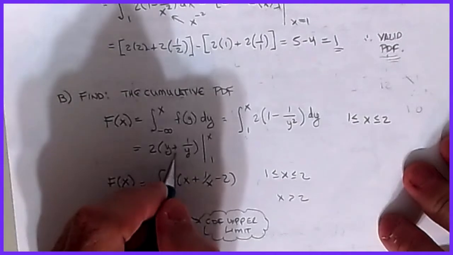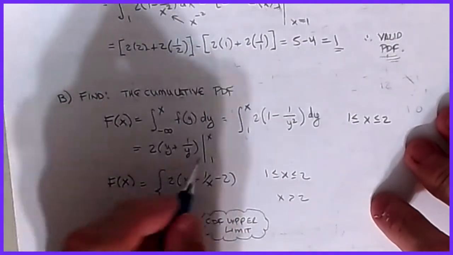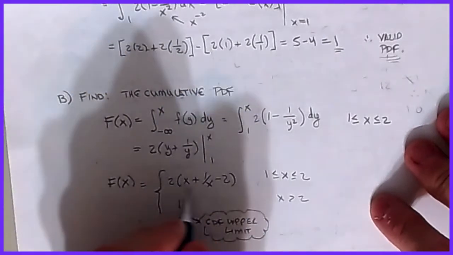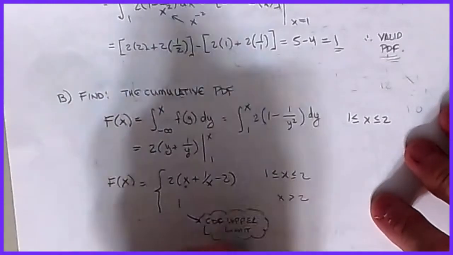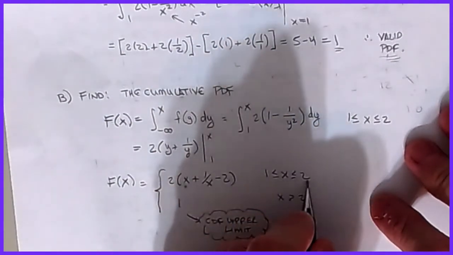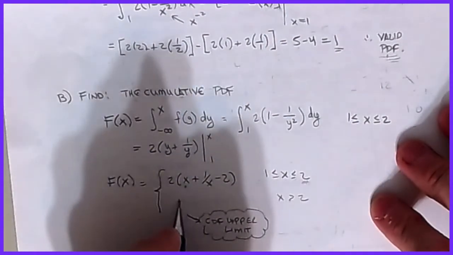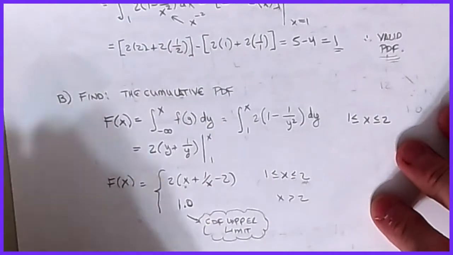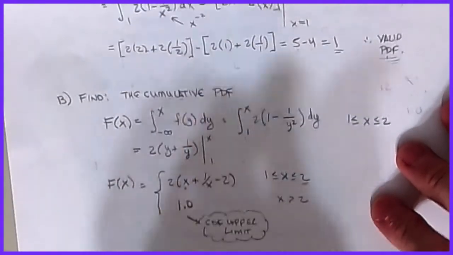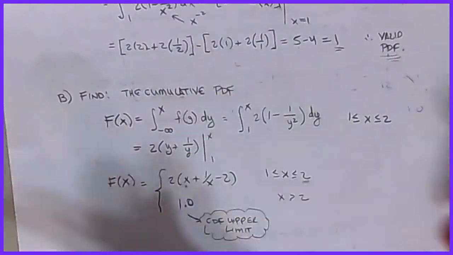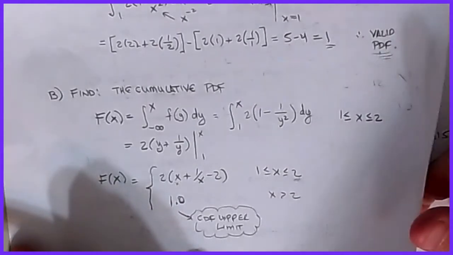And so this becomes 2 times y plus 1 over y evaluated from 1 to x. Now we can just do our algebra on this case, and it becomes 2 times x plus 1 over x minus 2 becomes the functional value of x, from 1 less than or equal to x less than or equal to 2. Now, one change that happens is whenever I go beyond 2, this becomes 1.0. Before, on the PDF it was 0 when we were over 2, but on the cumulative it goes to 1.0. That's the CDF upper limit value, it stays at this value for all values above 2 is the definition of it.